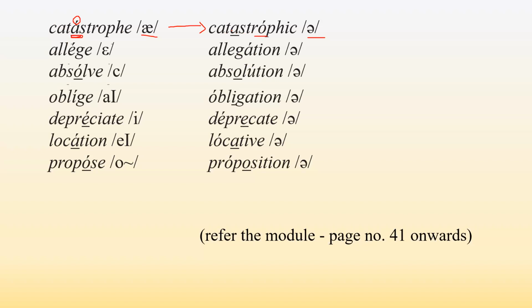So what happens to the second syllable then? Its strength or stress is weakened. So A becomes schwa, catastrophic, catastrophic. So now we are stressing the third syllable, containing the vowel O. All right. So that is how you should understand the other.